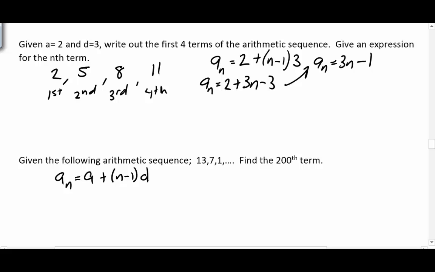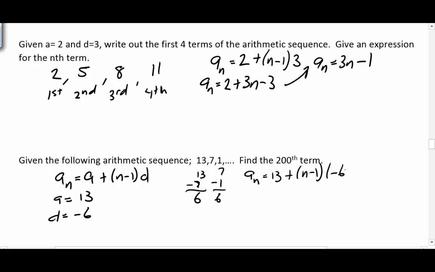So I need to know a few things. First off, what is the first term? Well, they told me it starts at 13, so that's our first term. What about the common difference? Well, notice if we go from 13 to 7, I subtracted 6. If I go from 7 to 1, I subtracted 6. We're subtracting 6 each time to go from the first number to the second and the second to the third. Okay, so our nth term would be 13 plus n minus 1 times negative 6.